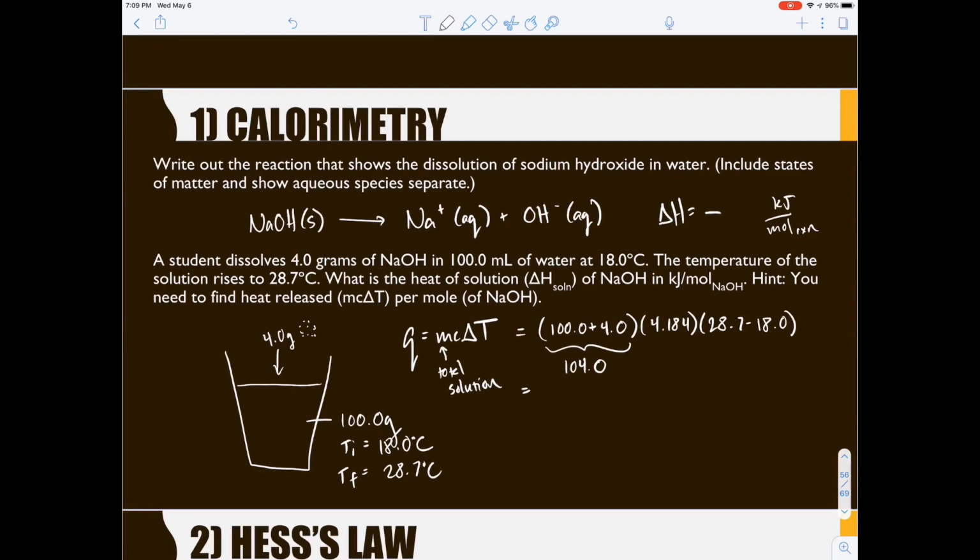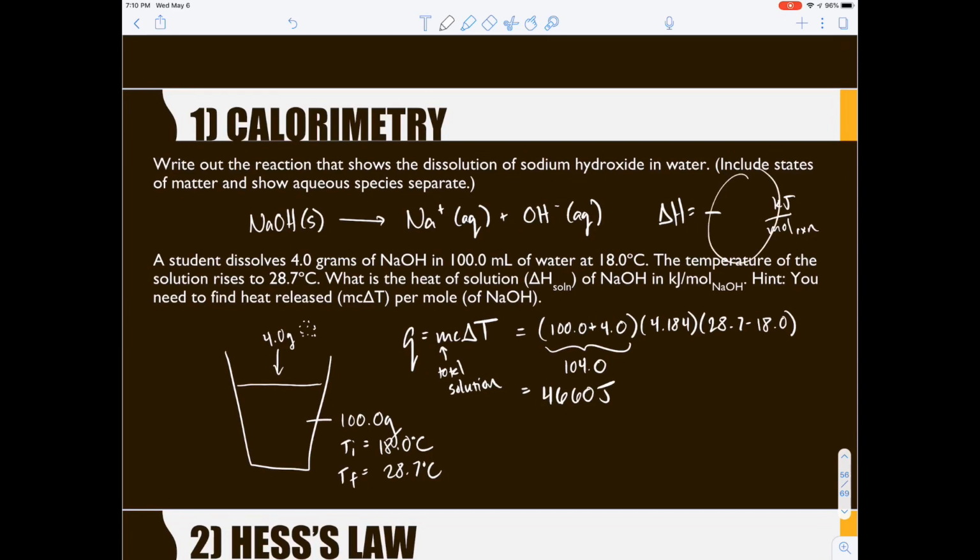So sig figs, Monet, how many sig figs should we have? 3. Yeah, good, because our temperature change was 10.7. Okay, 3 sig figs, 4,660 joules.